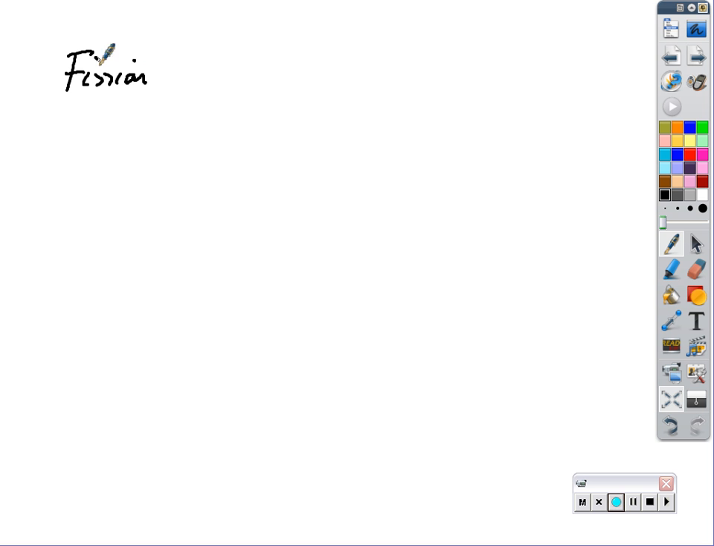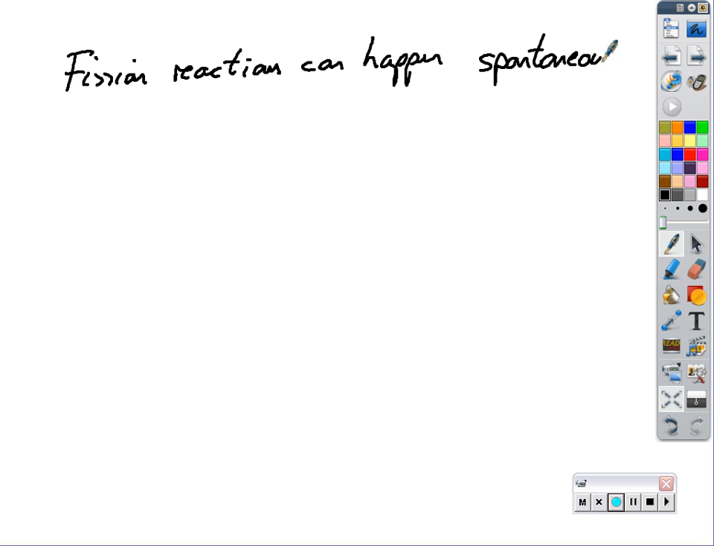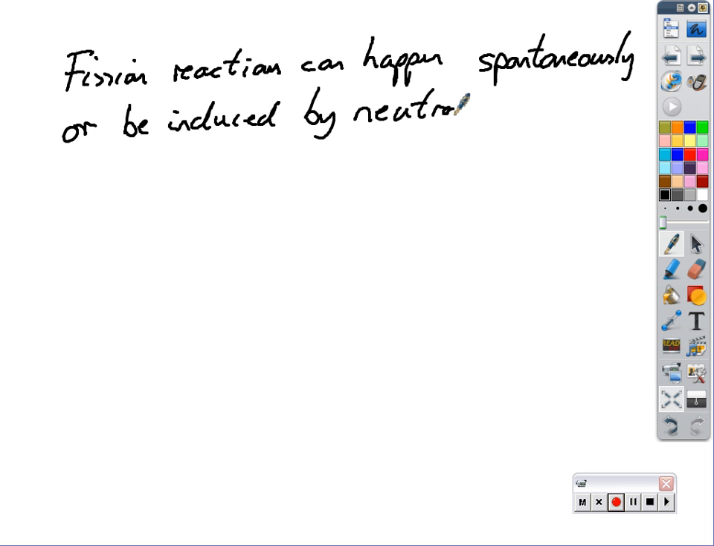So fission reactions can happen spontaneously, which means any time on their own. Spontaneously, or be induced by neutron bombardment. Now, neutron bombardment is what happens inside a nuclear reactor. So that's what happens inside a nuclear reactor. That's a nuclear reactor.